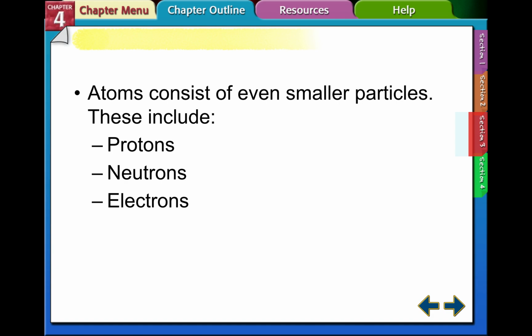So before we get started, the first thing that we need to do is define the different parts of the atom. So in the atom itself, there are three smaller particles in it, which we call subatomic particles because they're smaller than the actual atom itself. These are protons, neutrons, and electrons.